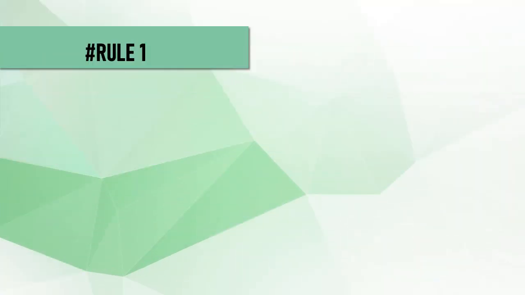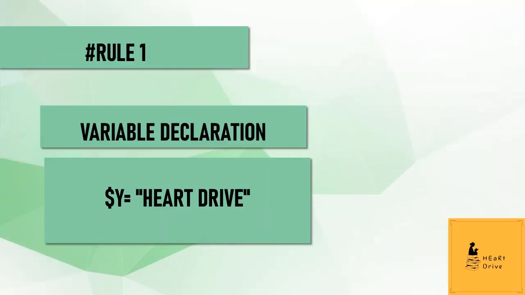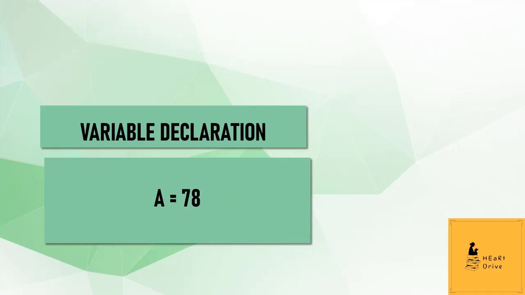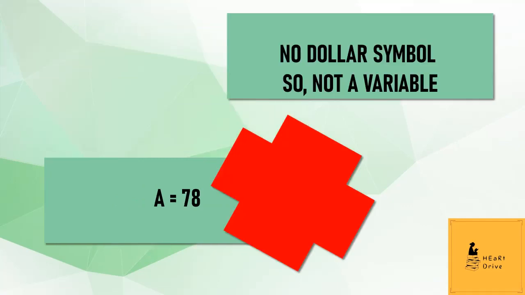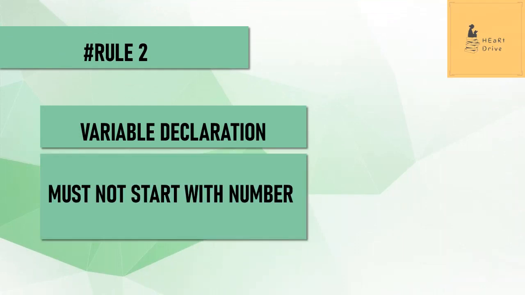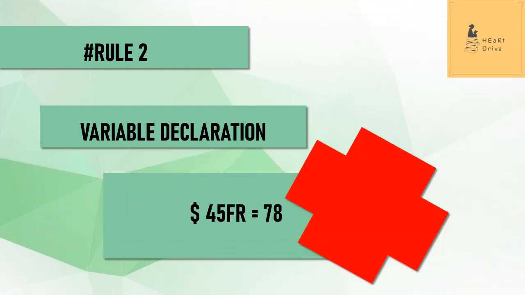Rule 1. When you declare a variable, it must always start with $ symbol. If any variable is declared without a $ symbol at the beginning, PHP will not consider it as a variable. Rule 2. Variable name must not start with a number. Here, this will not be considered as a variable because it starts with a number.